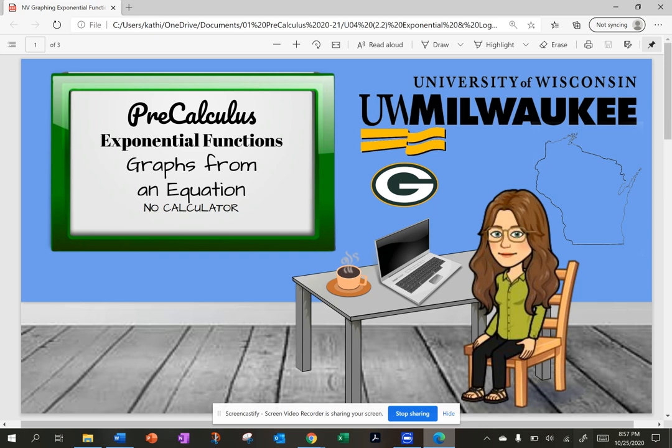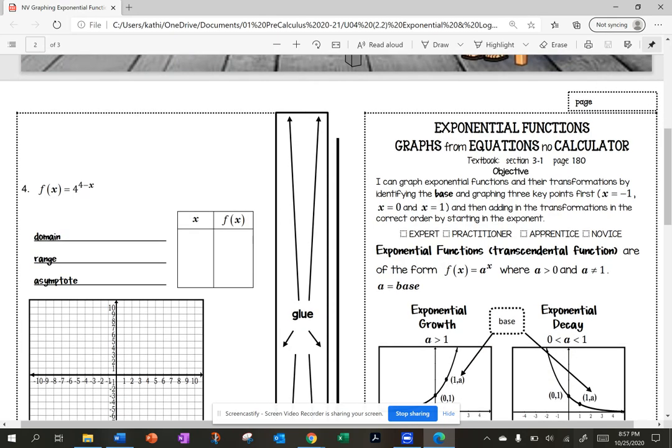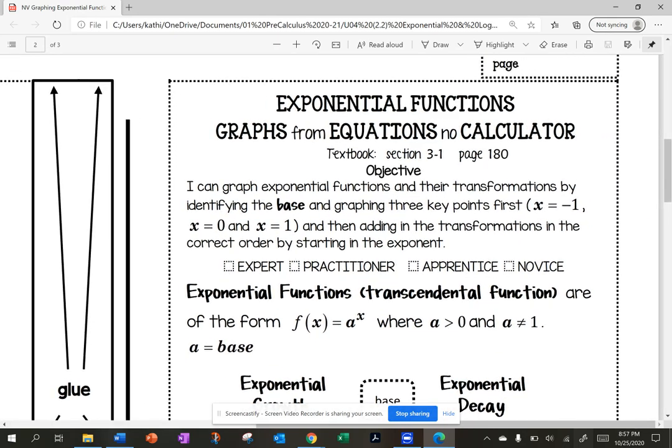Today's lesson is exponential functions, graphs from equations without using a calculator. Today's learning objective is I can graph exponential functions and their transformations by identifying the base and graphing three component key points first: x equals -1, x equals 0, and x equals 1, and then adding the transformations in the correct order by starting at the exponent.